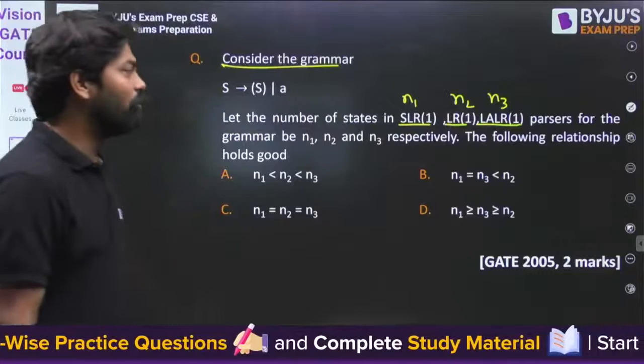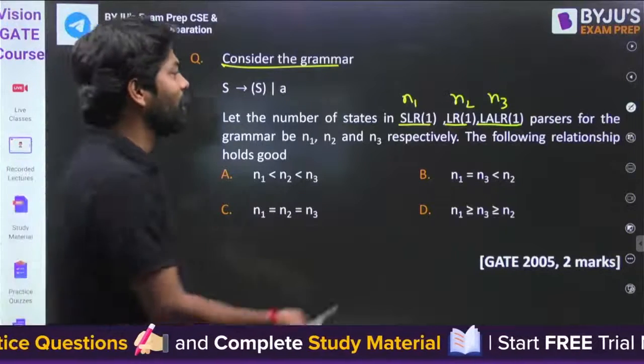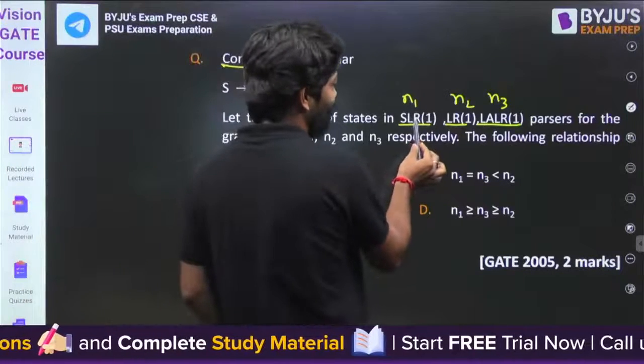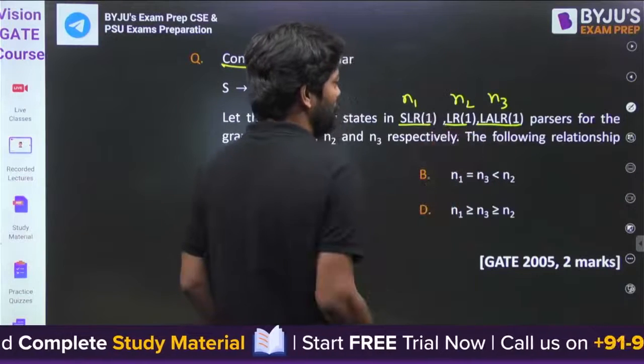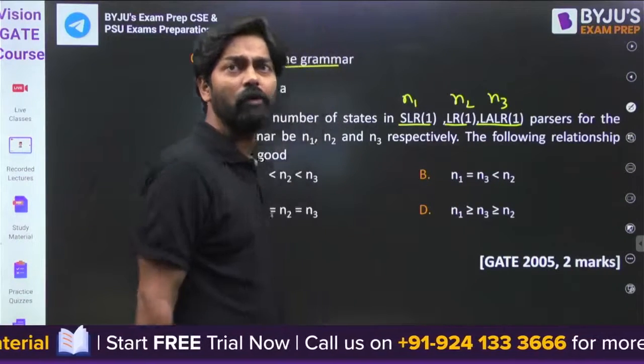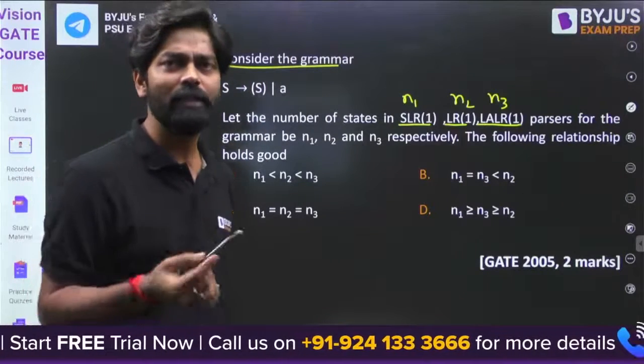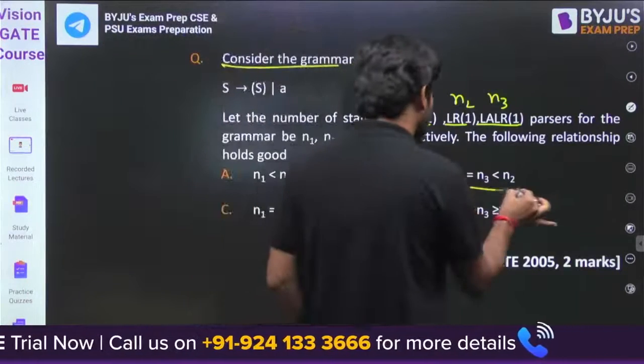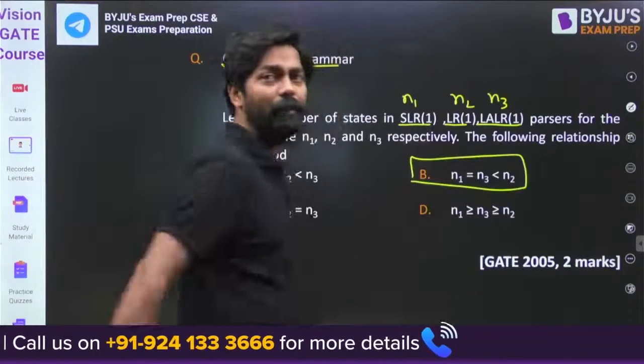Okay. Now, what is the relation actually? See clearly, everyone knows SLR1 and LALR1 have the same number of states. So N1 should be equal to N3, and it should be less than or equal to LR1 (N2). LR1 is also known as CLR1. So the answer will be B. B for Bombay is the correct answer.